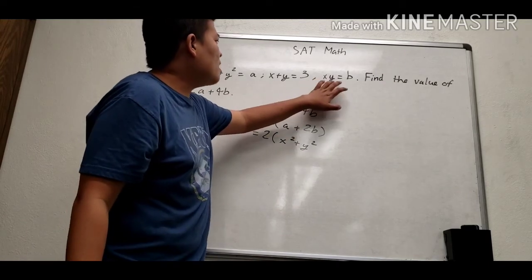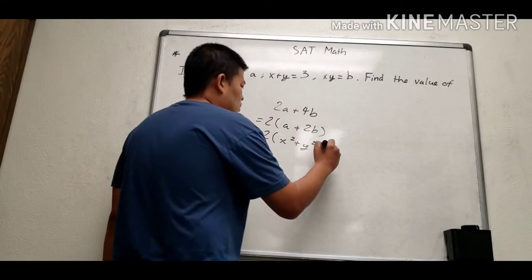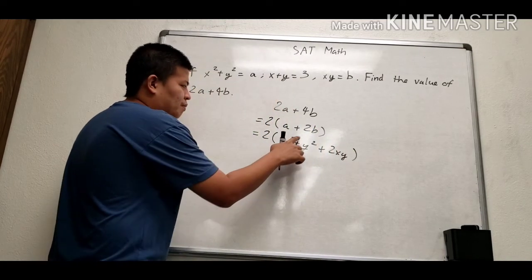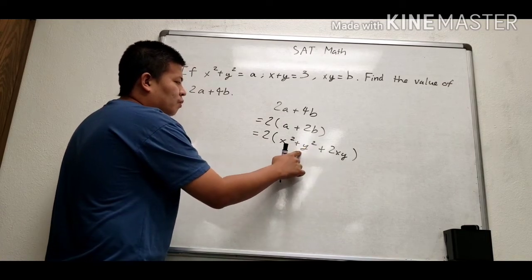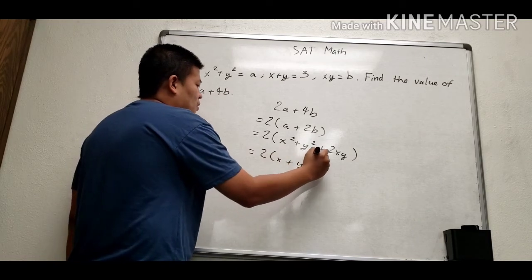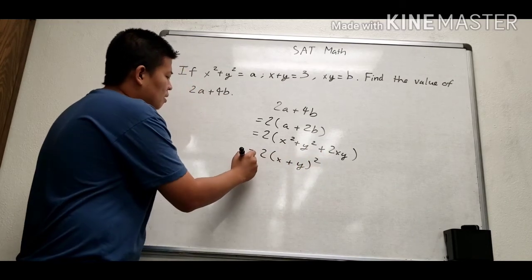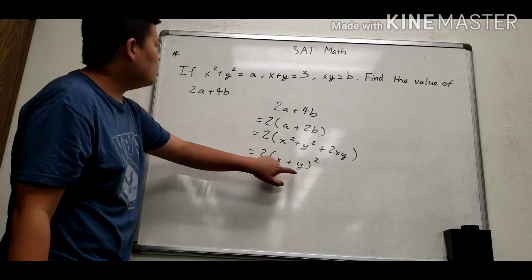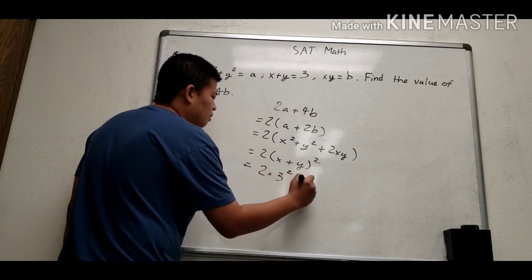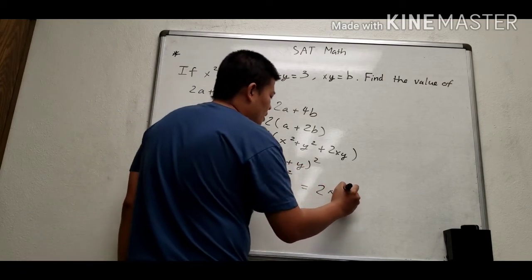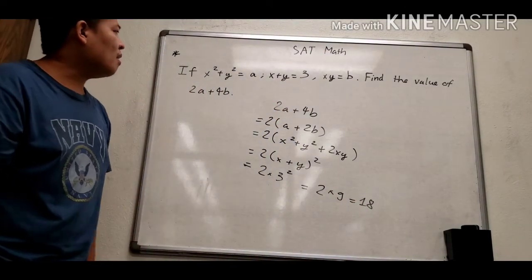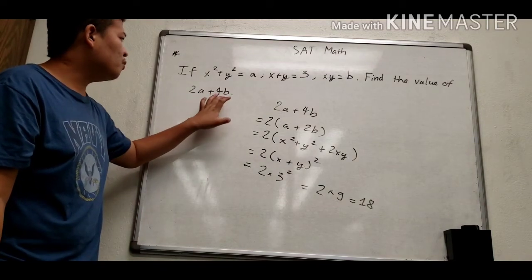We have xy equal to b, which is about 2xy. You can see that x power 2 plus 2xy plus y power 2 will become x plus y power 2. And in here, x plus y is about 3, so we have 2 multiplied with 3 power 2, and we have 2 multiplied with 9, and we have 18. So the answer for the question is about 18 for 2a plus 4b.